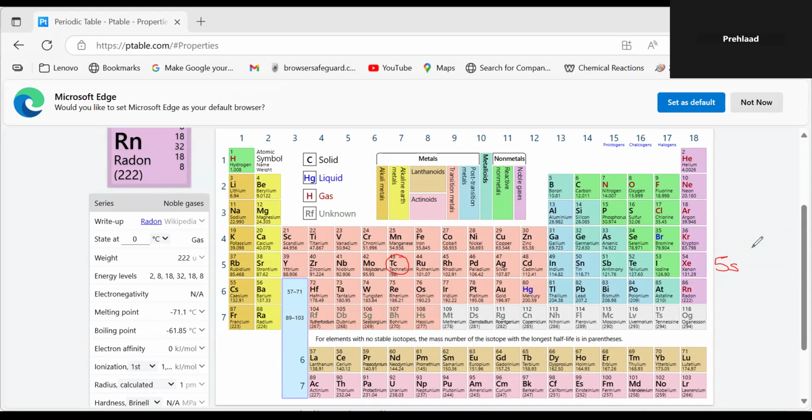Because it's in group one. But rubidium is in group 1. You are counting the electrons, not the elements. So you are passing through this region and reaching technetium. When you are reaching technetium, that means you have already passed the s. Then you enter into d. Correct? And it is now going to be 4d, 1, 2, 3, 4, 5. Does that make sense?